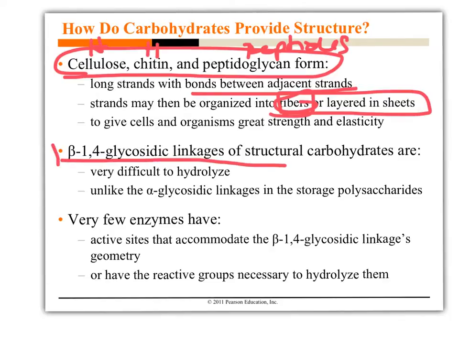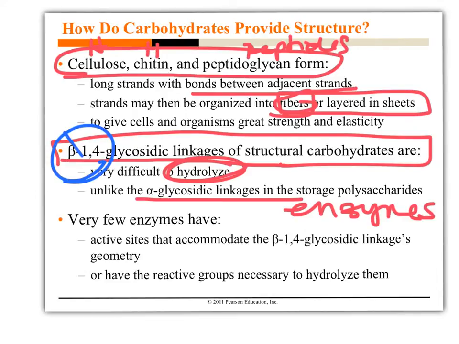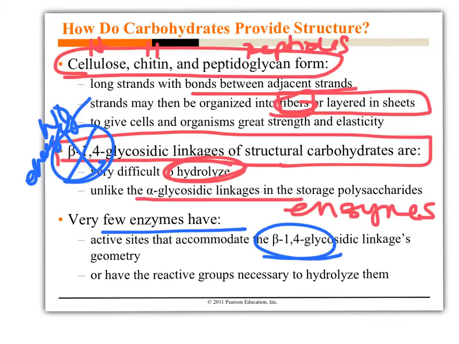Beta-1,4 glycosidic linkages, we can't break down, cannot hydrolyze. Alpha-1,4 glycosidic linkages, yeah, we have enzymes. We use these for energy. We cannot use this for energy. No energy. We can't break those down. Very few can accommodate this. In our gut, only our bacteria break down any fiber for us. That's the only place it happens. Not our cells, not our enzymes, only the bacteria that live in our digestive tract.